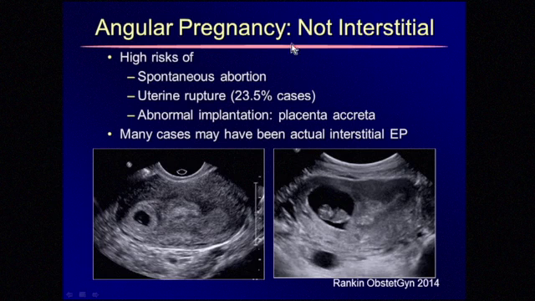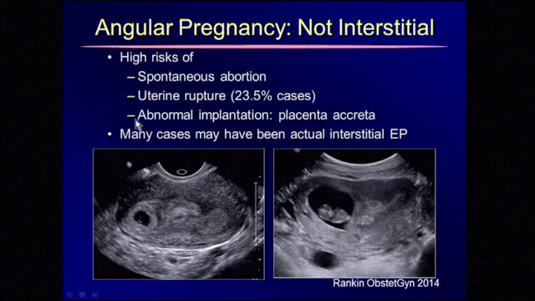Now, in the literature, you will find that this pregnancy is associated with high risk of spontaneous abortion, uterine rupture reported up to almost 24% of cases, and abnormal placentation, that is, the morbidly adherent placenta or placenta accreta.